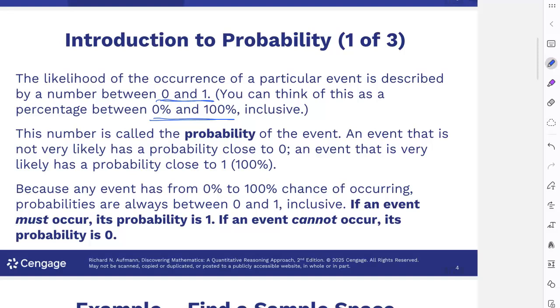The closer the probability is to 1, the more likely it is to happen. If the probability is equal to 1, then it is guaranteed to happen. If the probability is 0, then it's guaranteed to not happen.